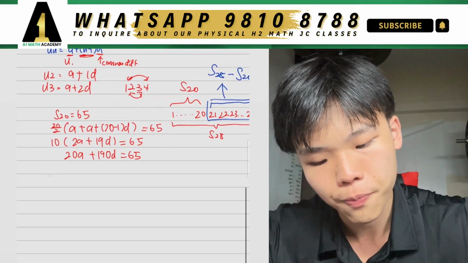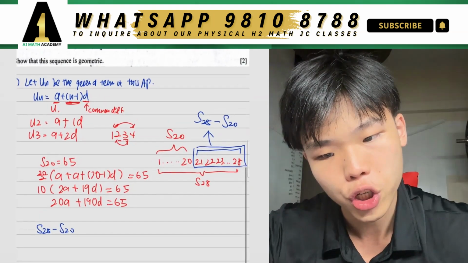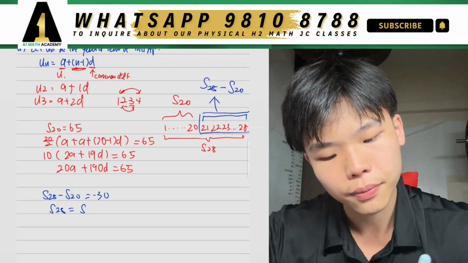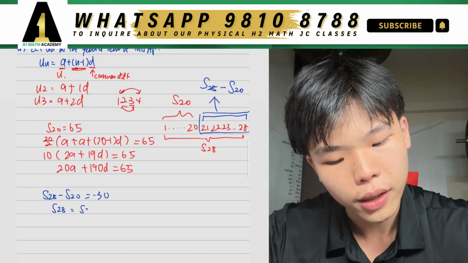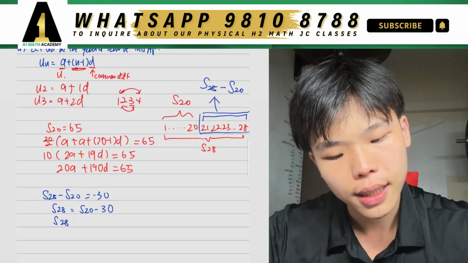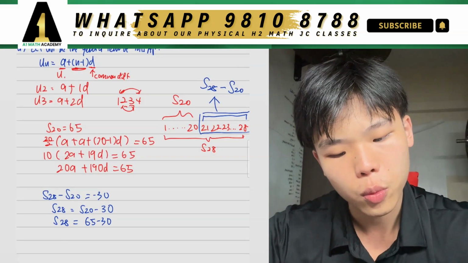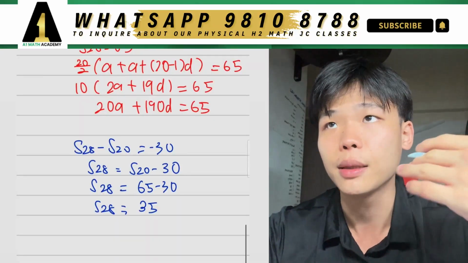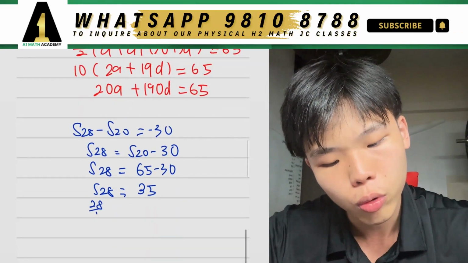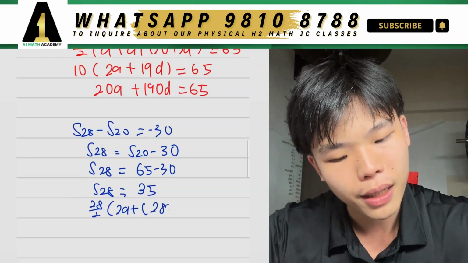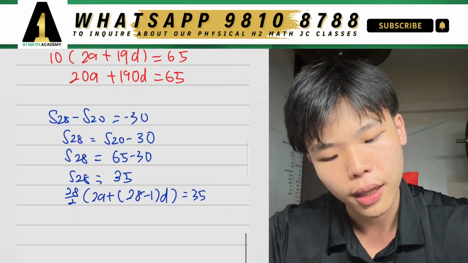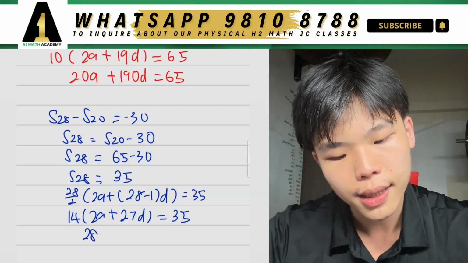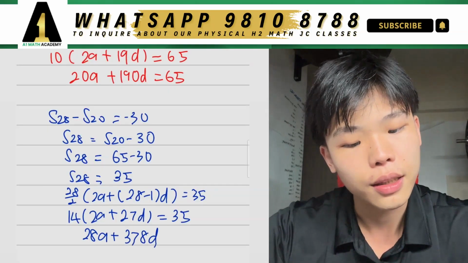So we know for the second equation, S28 minus S20, as given by the question, is negative 30. Therefore, S28 can be written as S20 minus 30, which is 65 minus 30, so we get S28 is 35. And we can reuse the same formula over here because now we express it in terms of the first 28 terms. So 28 divided by 2 bracket 2a plus (28 minus 1)d gives us 35. And from here we get 14 times (2a plus 27d) gives us 35. Expand this, you get 28a plus 378d equals 35.